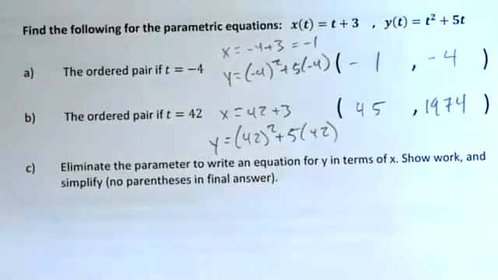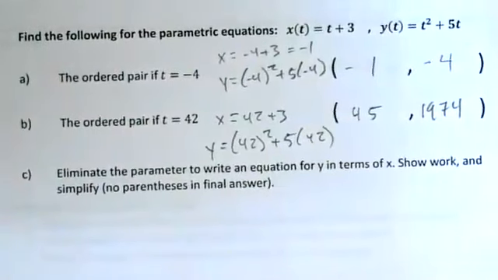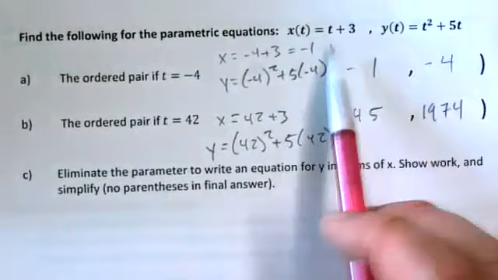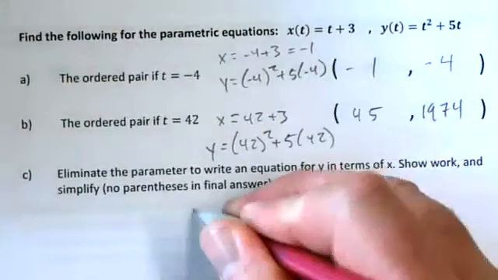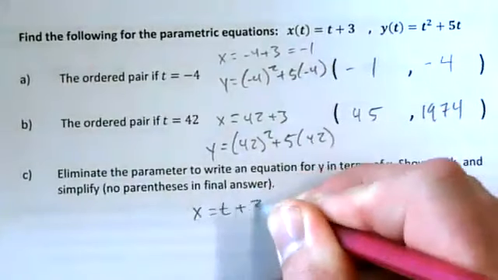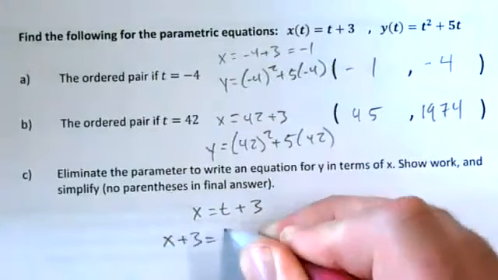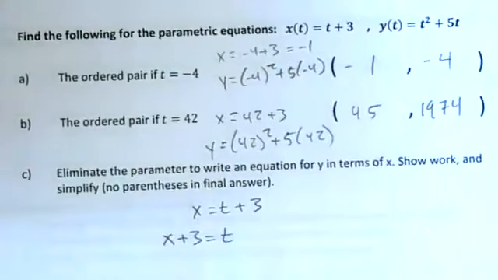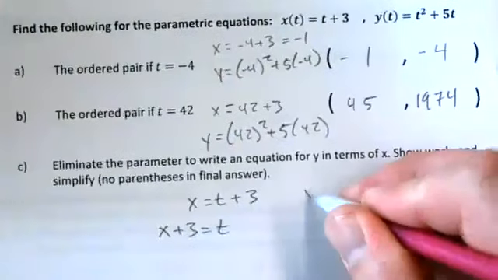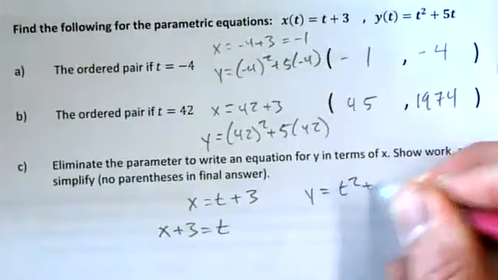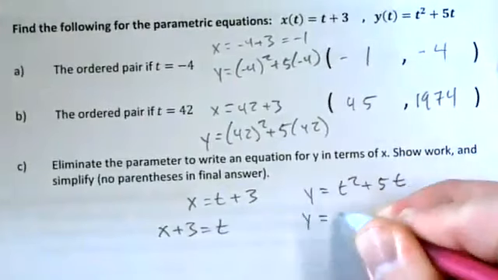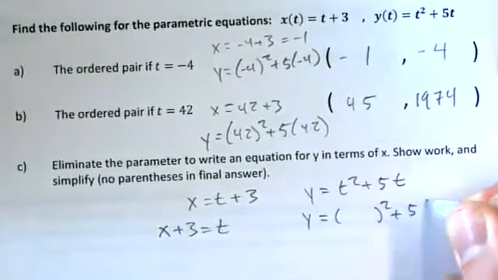Eliminate the parameters. So I need to write an equation that just has x's and y's in it. So x looks easier to solve for sure than y. So x equals t plus 3. So I'll get the t by itself in this equation. So I would get x plus 3 equals t. My y equation was y equals t squared plus 5t. So let's leave some space for some substitution.